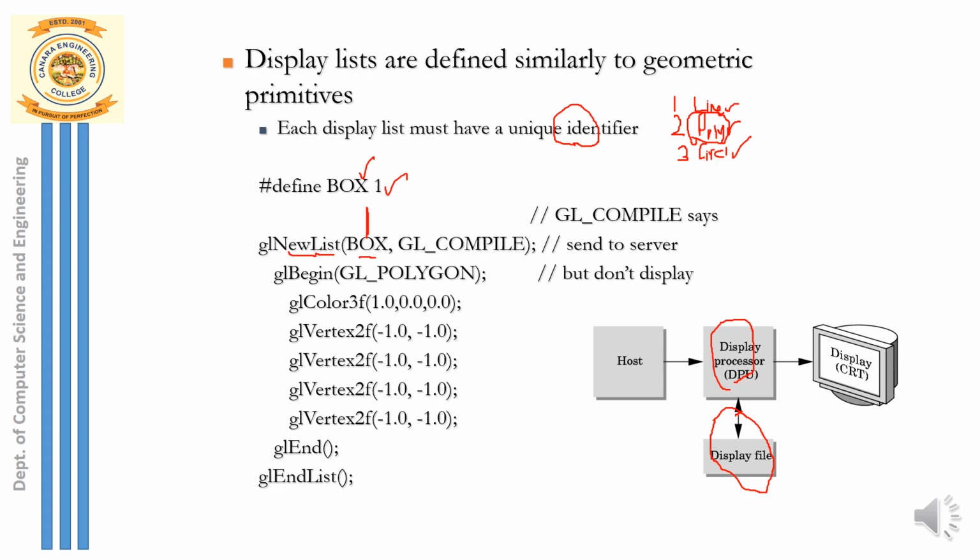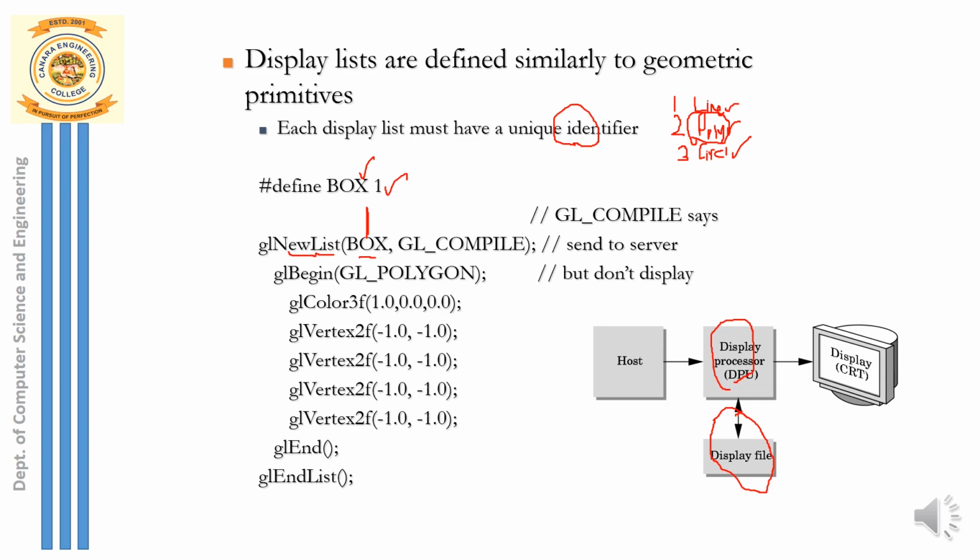This parameter GL_COMPILE says: create the display list, send the contents to the server, and then store that content there in the form of a display list. Store it there, but do not display anything on the final screen display window. So don't display anything, just store it in the server. That is what the constant GL_COMPILE says. The meaning of GL_COMPILE is to just store the contents in the display processor or in the server, but do not display anything.